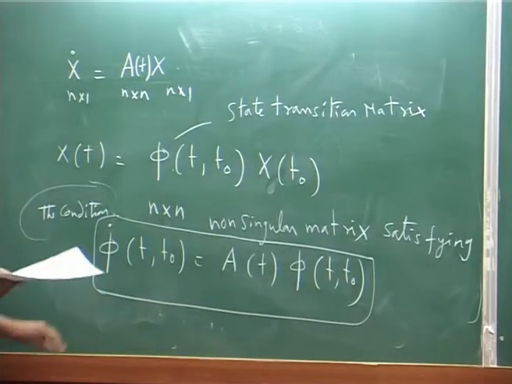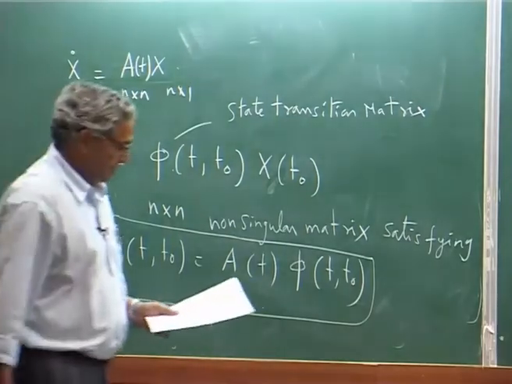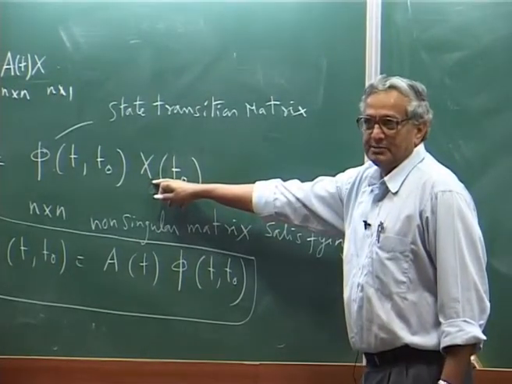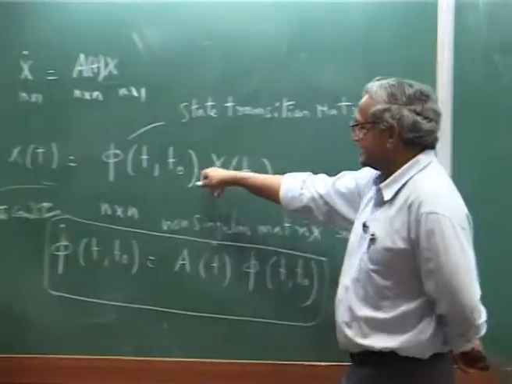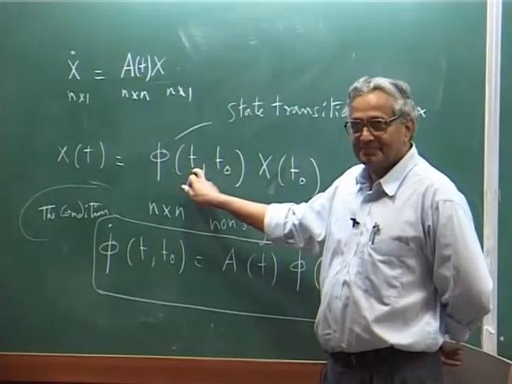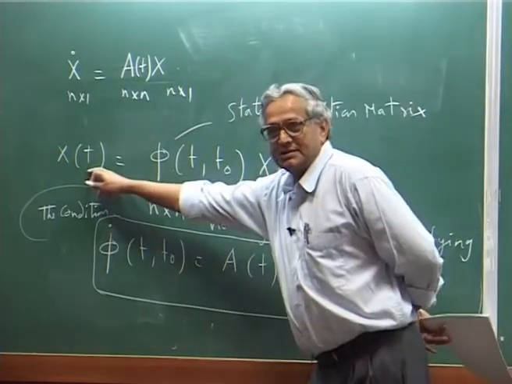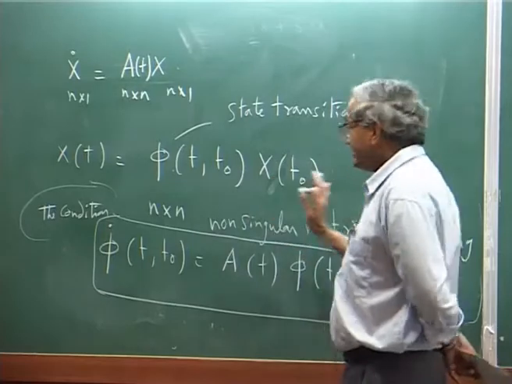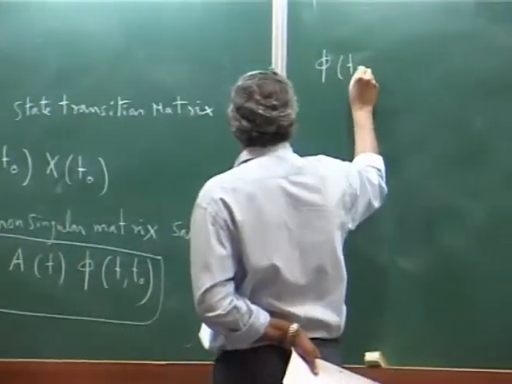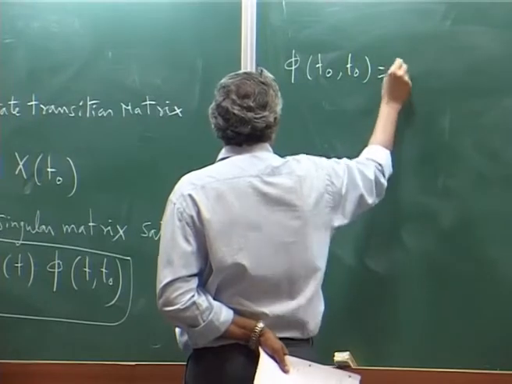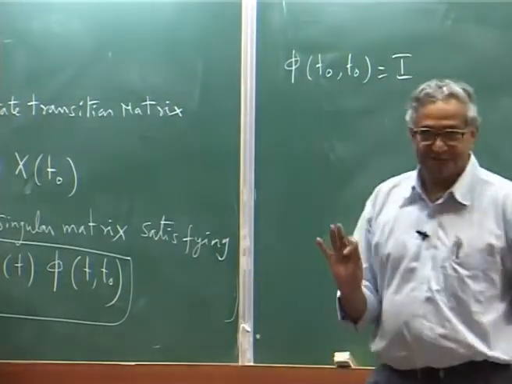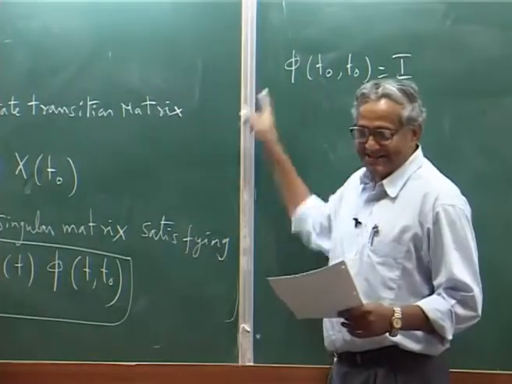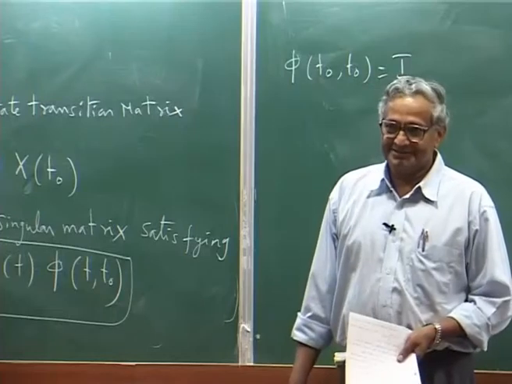Now, you can verify why it has to be so. The first thing is, if you set t equals t naught, that means x of t naught equals phi of t naught comma t naught times x of t naught, so phi of t naught comma t naught must be I. Okay, first condition. So, you know here phi of t naught comma t naught is I.